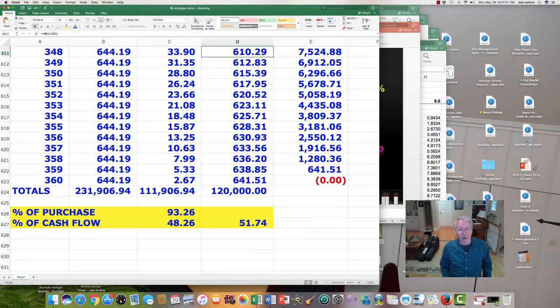You paid $112,000 worth of interest. You paid a total amount of cash of $231,900 for a $120,000 house. You ended up paying 93% of the purchase price again in interest. Isn't that a shocker? Almost double.